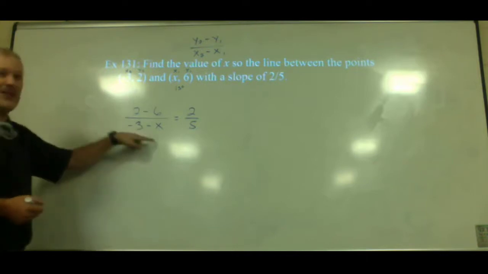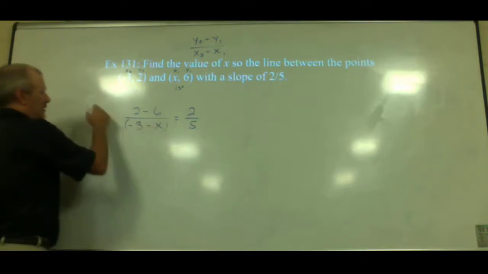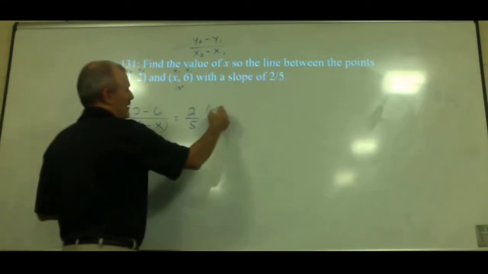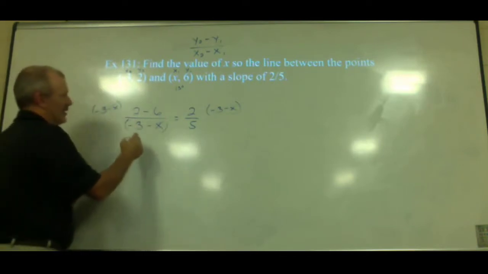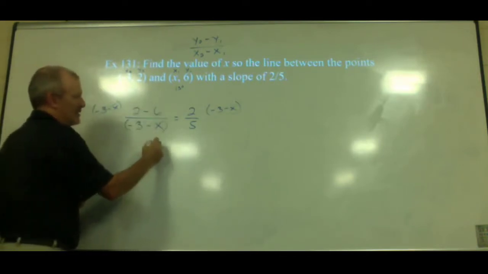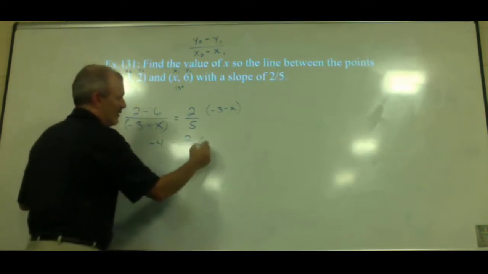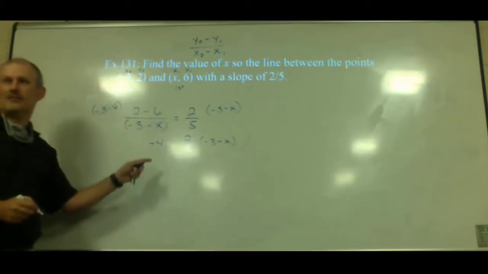Since it's dividing by it, multiply. We multiply by negative 3 minus x on this side and then on this side. So cancel, cancel. And actually, let's go ahead and simplify that. Does that make sense? It's negative 4. Right here, 2 minus 6 is the negative 4. Okay, yeah.